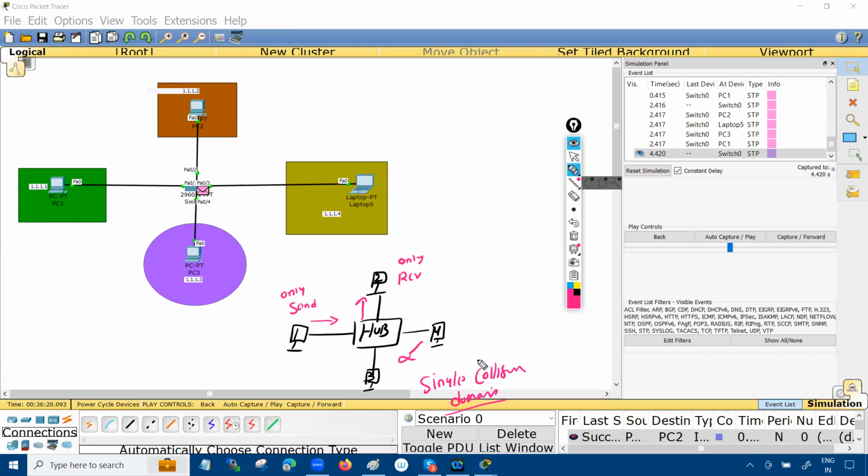Single collision domain, the meaning of a single collision domain is what? You can only send it, and another person can only receive it. That's a single collision domain. The other guy cannot send and receive. But in this picture, in the switch, what happened? Switch has multiple collision domains.